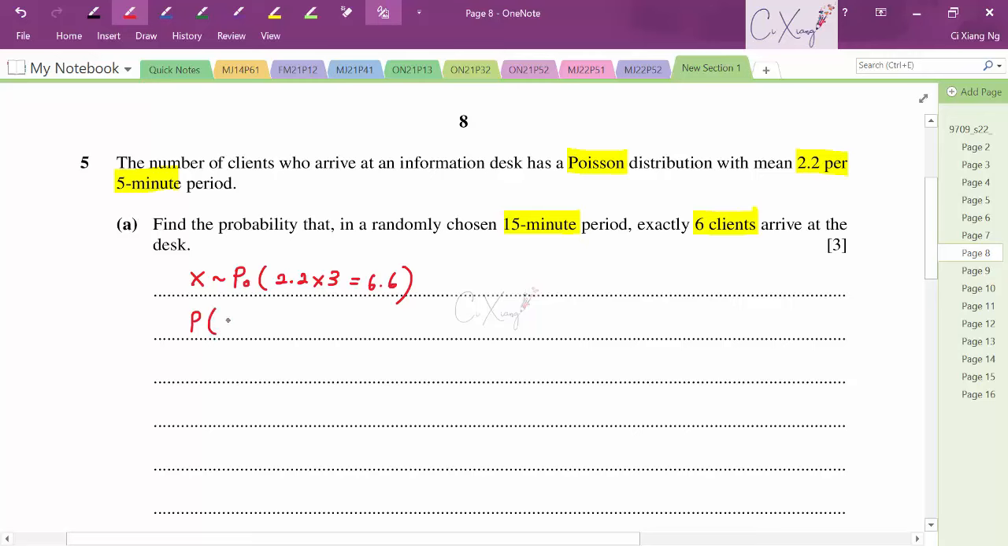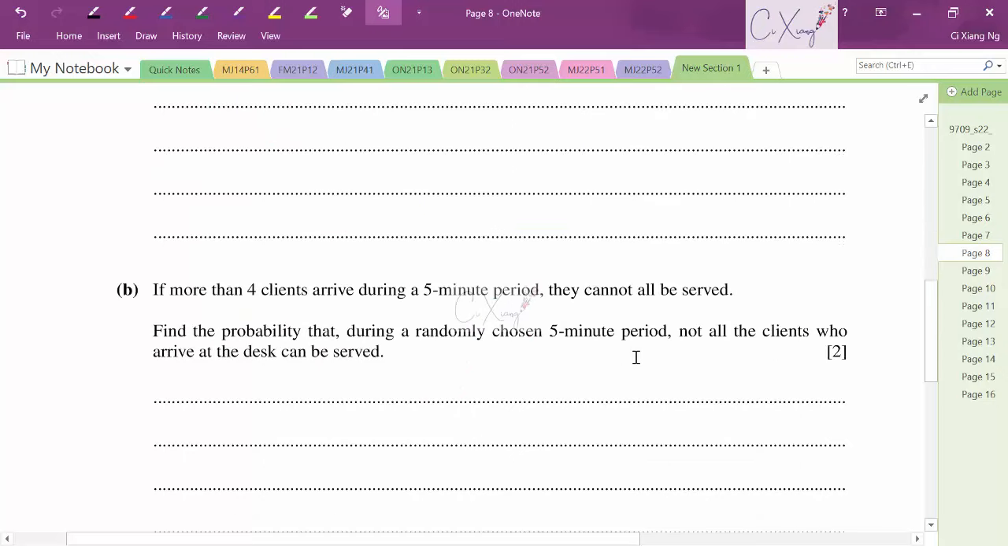Then now we are going to look for the probability that X equals 6, exactly 6 clients. So for exactly 6 clients, the formula will be e to the negative lambda, which is 6.6, then lambda to the power 6, divided by 6 factorial. Okay, so by pressing the calculator and correcting your answer to 3 significant figures, the answer for this question should be 0.156. So this is what we have for part A. And now let's continue to part B.